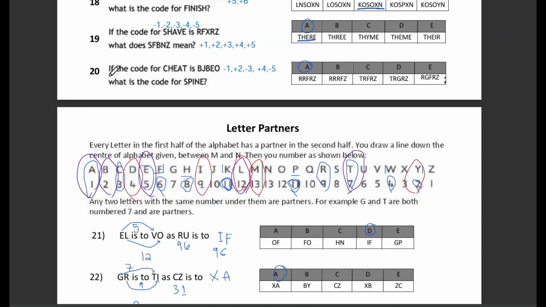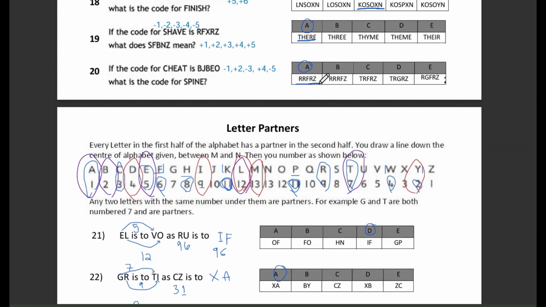Question 20. All right, class, for question 20, we have a code. If the word cheat becomes BJJEO, what would spine become? Take a look at the options. Okay, so the correct answer is A, which is RFRFZ. Here's how we figure that out.